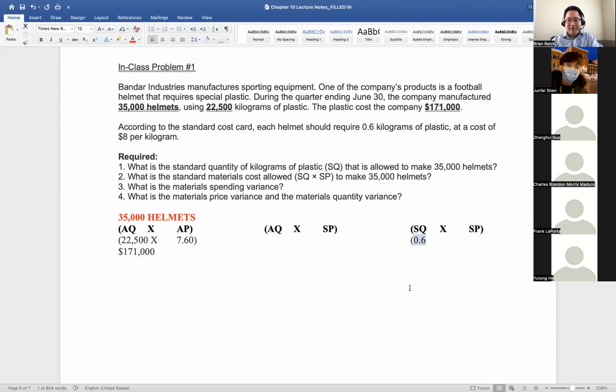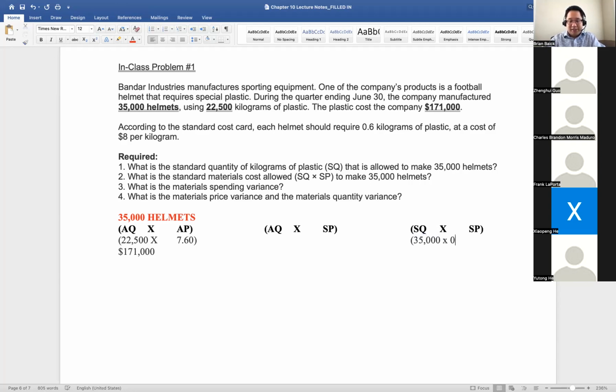Okay, very good. I want to make 35,000 helmets, and each helmet needs 0.6 kilograms. So 35,000 times 0.6 is 21,000. Okay, 21,000. That's in the same league as 22,500. I know that I did something right.